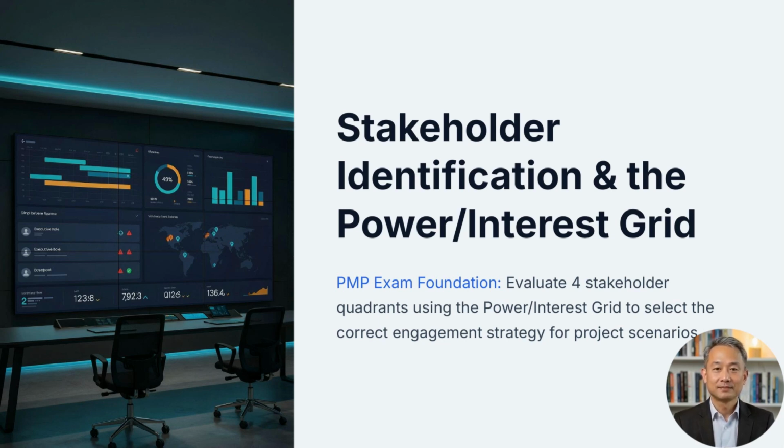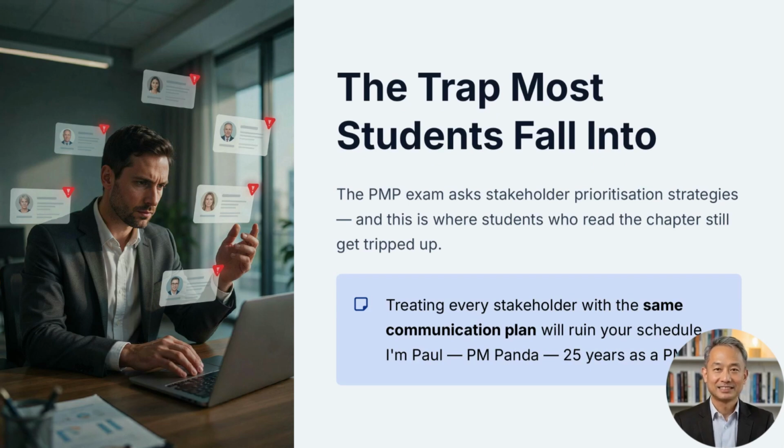with confidence. The PMP exam asks stakeholder prioritization questions in many different forms. This is where students who have read the chapter often get tripped up. The most common mistake is assuming that every stakeholder deserves the same amount of communication and attention. Early in my career, I made exactly that mistake.